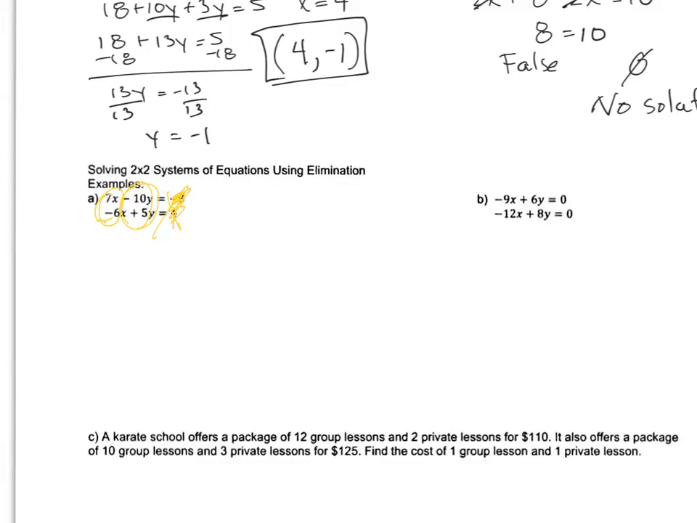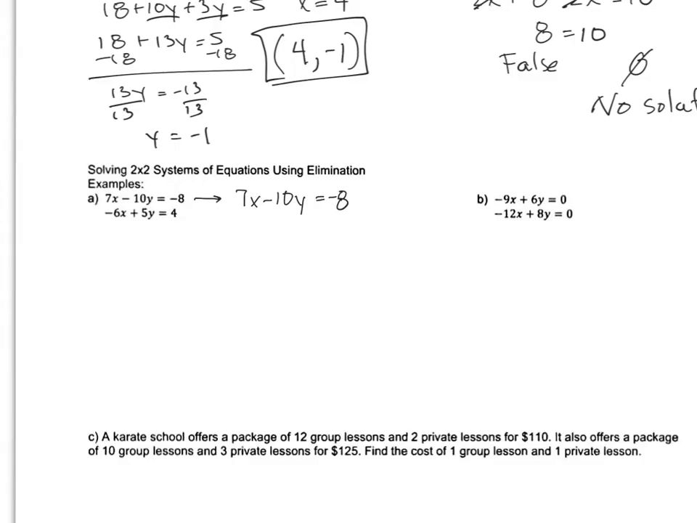Also, I'm looking to do the least amount of work possible. So what I notice is 10 and 5 go together a lot better than 7 and 6. So I am going to choose to get rid of the Y's. This equation is going to stay the way it is. So this one's going to remain 7x minus 10y equals negative 8.